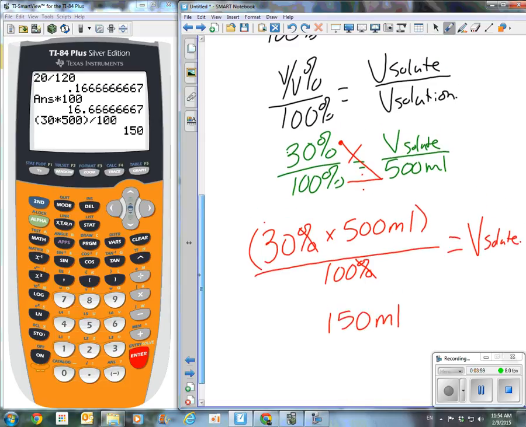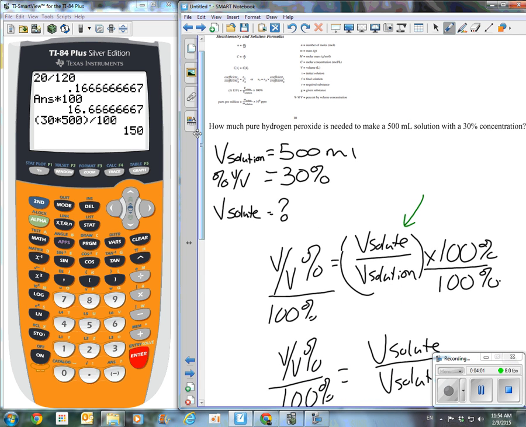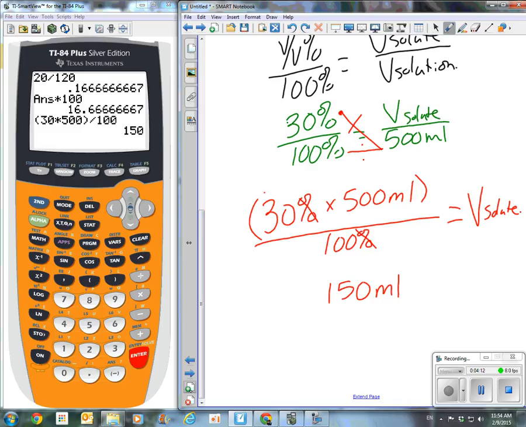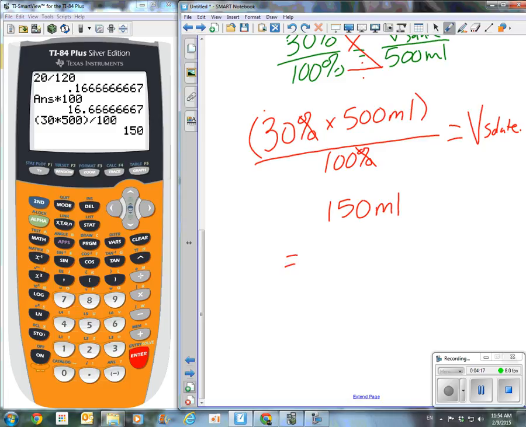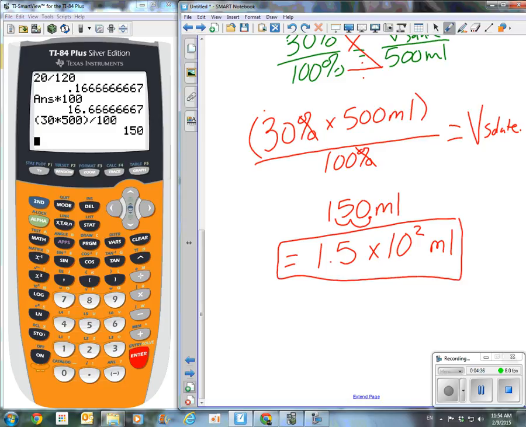Now I'm going to see how many significant figures I can have. Here I have 3 significant figures. Here, though, I only have 2 significant figures. So I have to report my answer in only 2 significant figures. How am I going to do that? This is where I'm going to have to use scientific notation. I need to move the decimal from where it existed behind the 0. I'm going to have to move it 2 spaces until I get 1.5, and then I would go times 10 to the 2 milliliters. And that would be my correct answer for full marks.